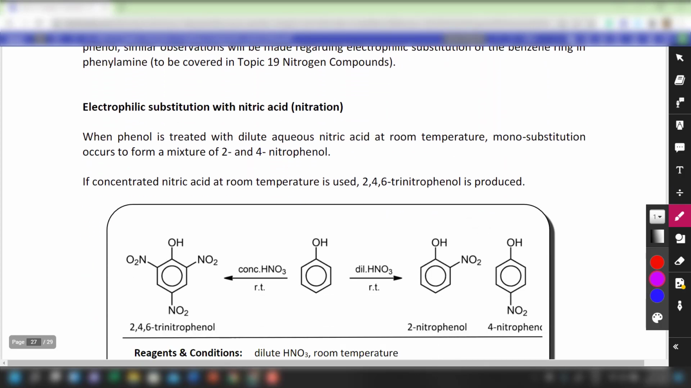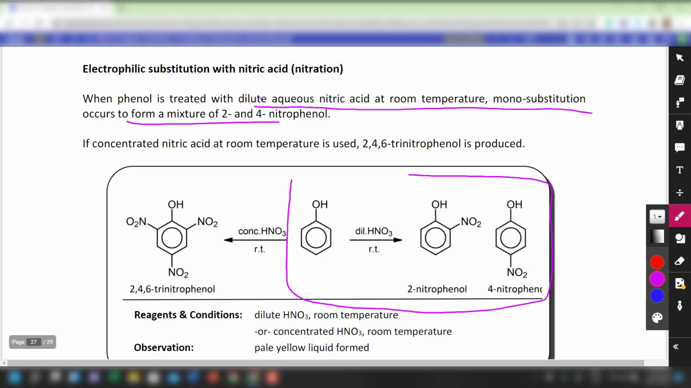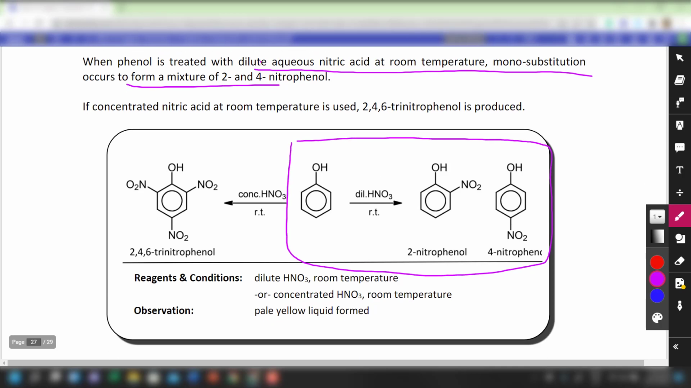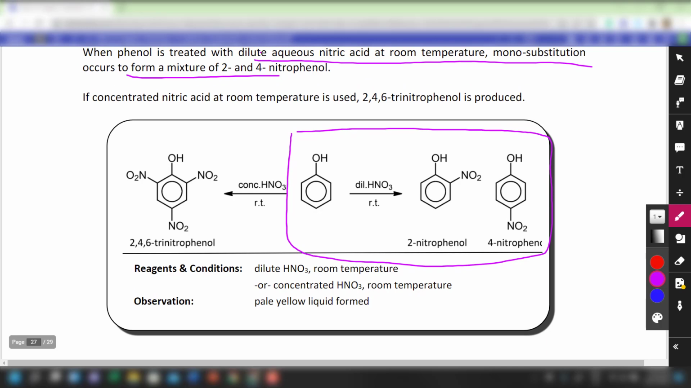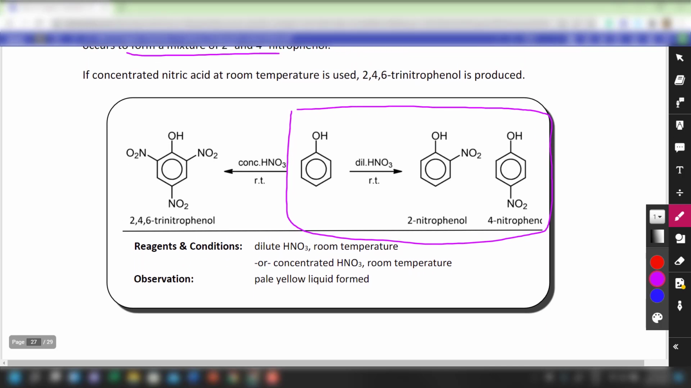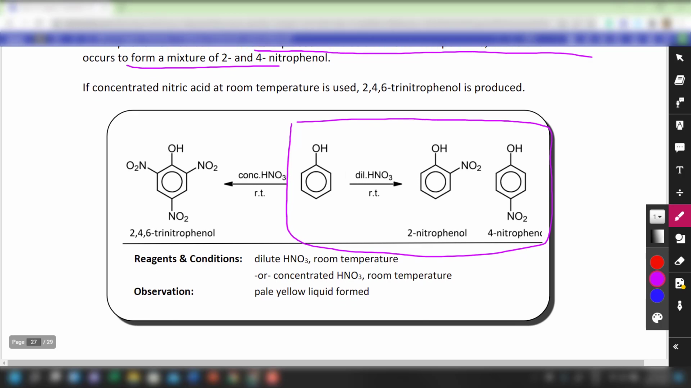Then for electrophilic substitution with nitric acid, if you simply use dilute nitric acid, you might get mono-substituted products, like what we have shown here. This is for dilute nitric acid, really dilute. If I want to get tri-substituted products, then I have to use concentrated nitric acid. Normally I will get a pale yellow liquid because the presence of the nitro group will result in a yellow coloration. In H3, the students learn about the pi to pi star gap, which I will not go into further discussion over here.